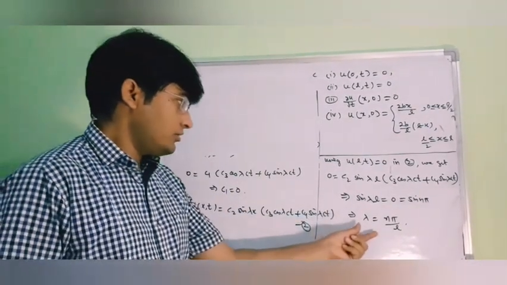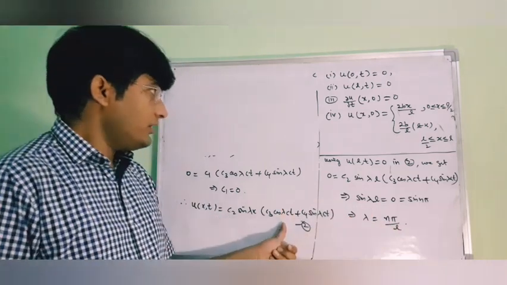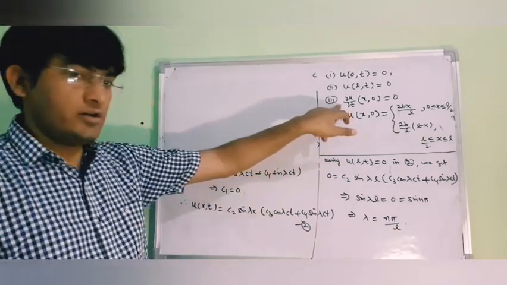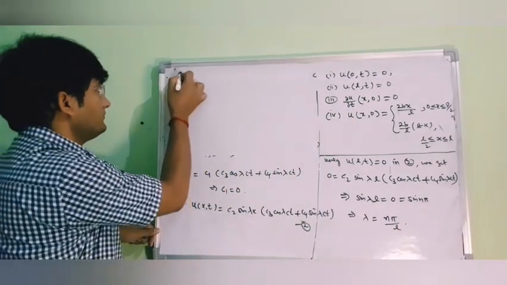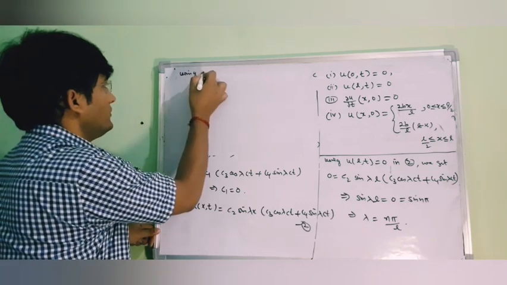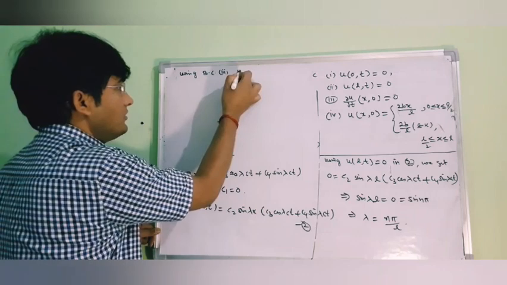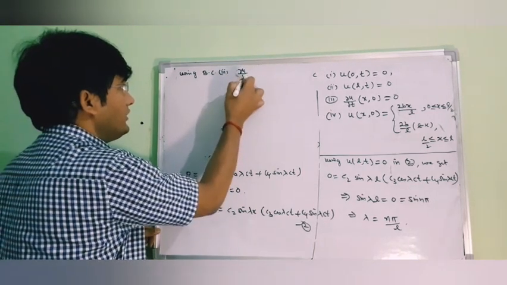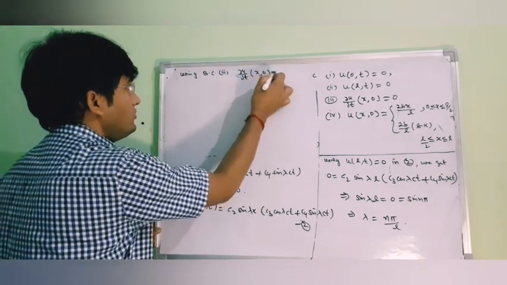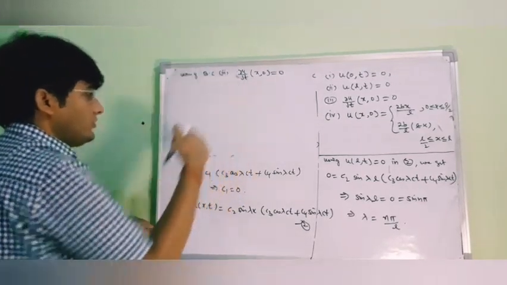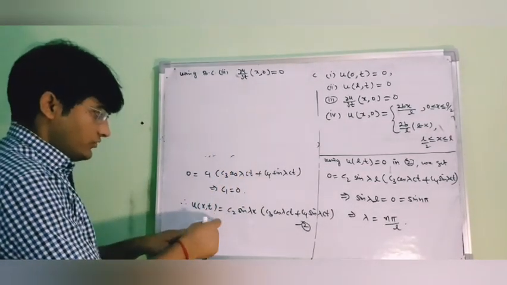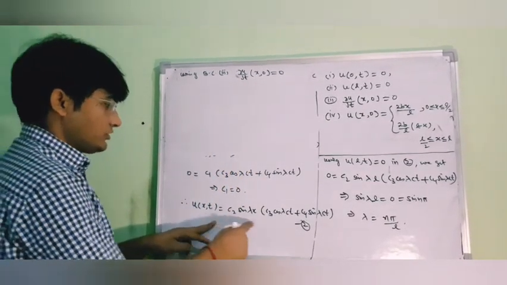Before putting this value here, just use the boundary condition 3. Now using condition 3, that means del 2 u upon del t at x equal to 0. So if you use this condition, then before that we have to differentiate this equation with respect to t.